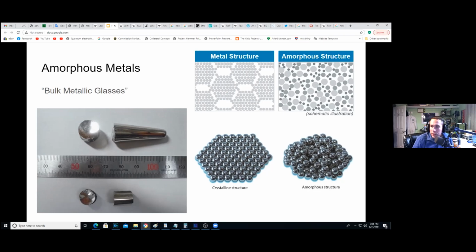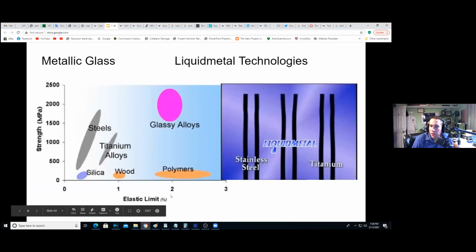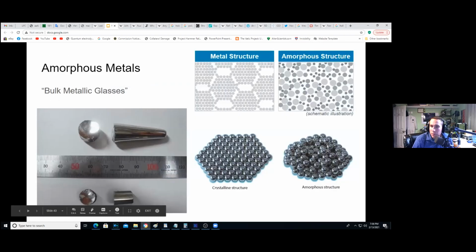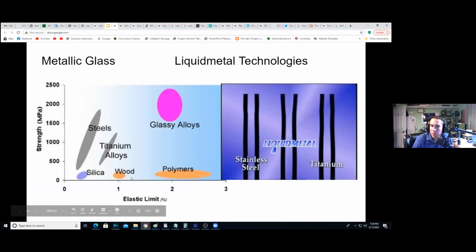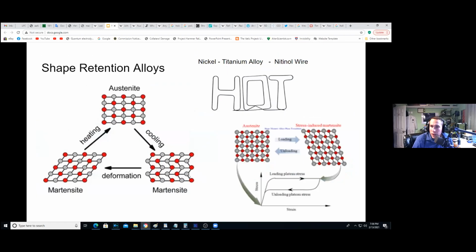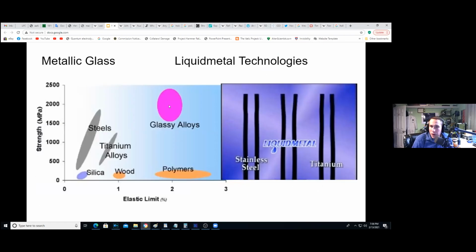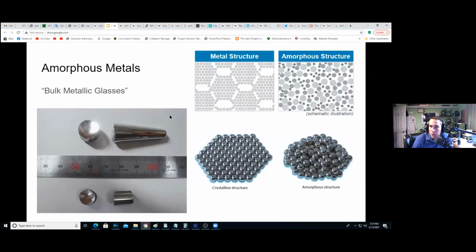Amorphous structures are like solid state, but they have like a 2% elastic limit, which is higher than any kind of metal or any kind of solid material. So they're really, really flexible. Wood has an elastic limit of 1%, for example, and polymers have upwards of 2.7%, so it's right around there. Plus it's got really high strength. So glass alloys and metallic glasses are really interesting, remarkable materials.